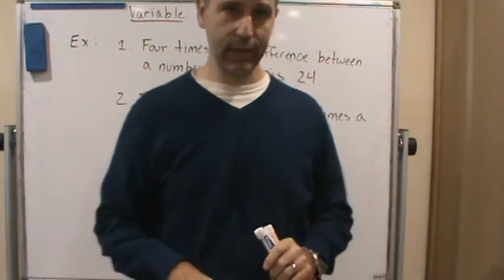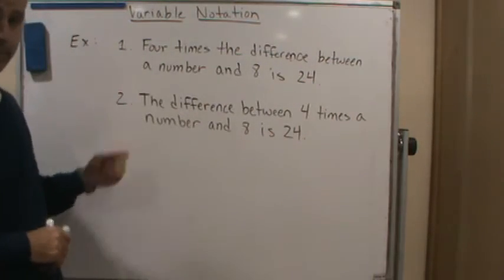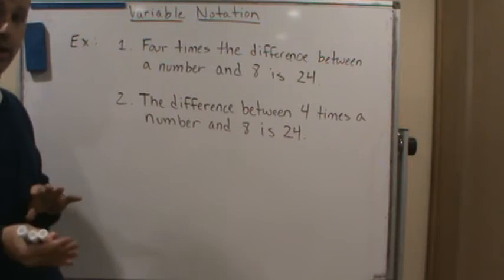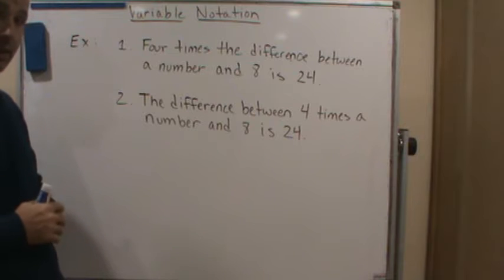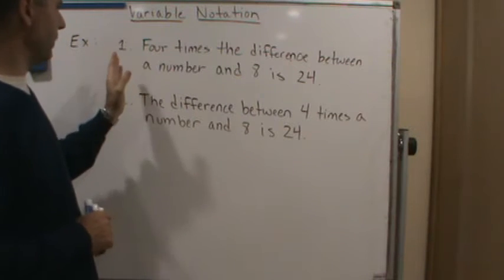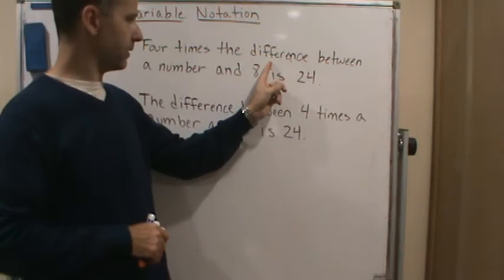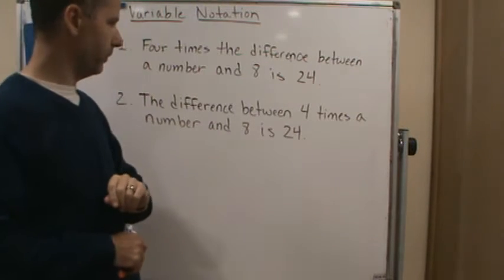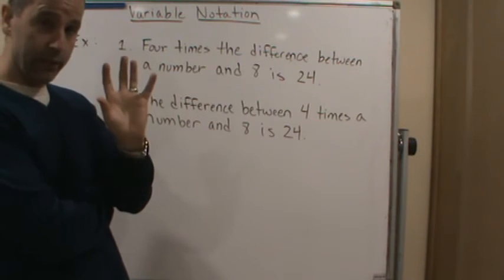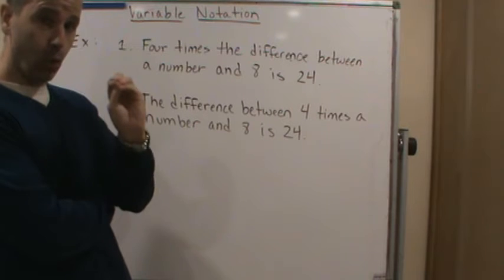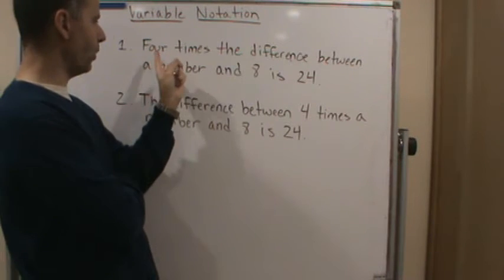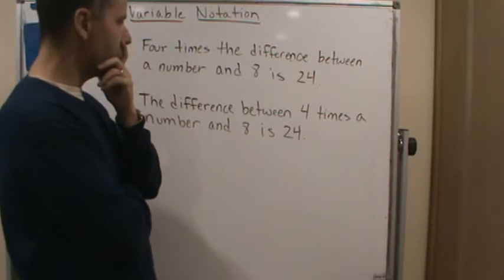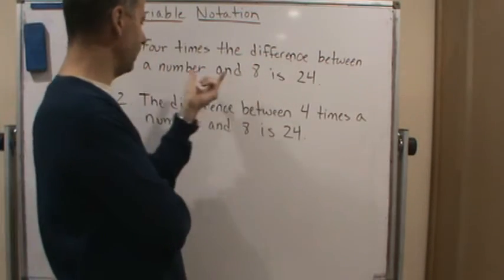Okay, so let's give an example. Let's take these two statements and see what the difference between them is by translating each one into the appropriate symbolic form. So what does this one say? It says 4 times the difference between a number and 8 is 24. Here the order is important. It says 4 times what? 4 times the difference between a number and 8.